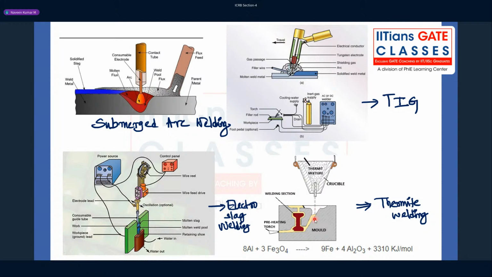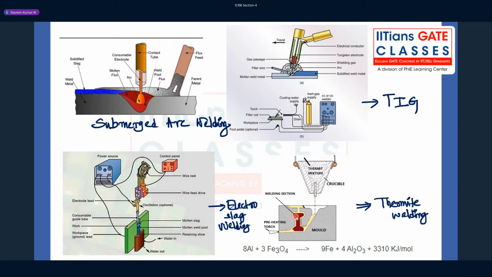And what is thermite welding? Thermite welding is kind of a casting only, used in locations where you do not have access to electricity, because in the first three we need electricity. Until then, we cannot do this operation. But in thermite welding, there is no need for electricity. So in hilly areas or very remote locations where there is scarcity of electricity, you can use this kind of welding to join.